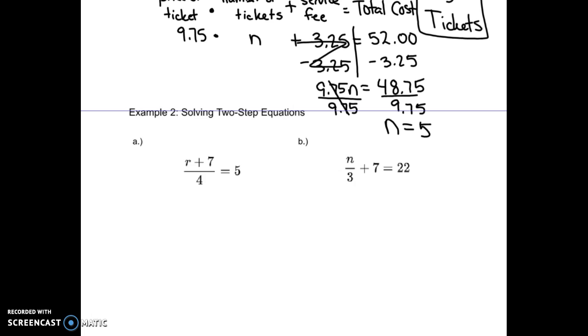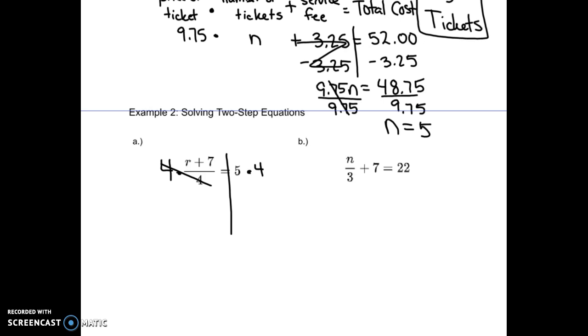Again, remember, we've got to work backwards. So on A, the first thing I'm going to do, draw my line. If I were to solve this, I would add 7, then divide by 4. So if I work backwards, I have to get rid of that dividing by 4 first. So I'm going to multiply both sides by whatever's on the bottom. So both sides times 4.